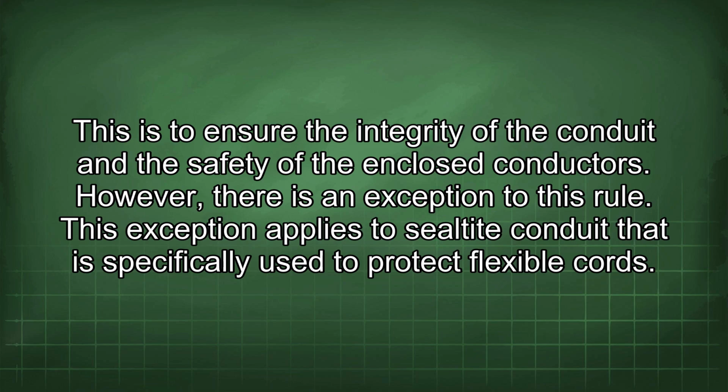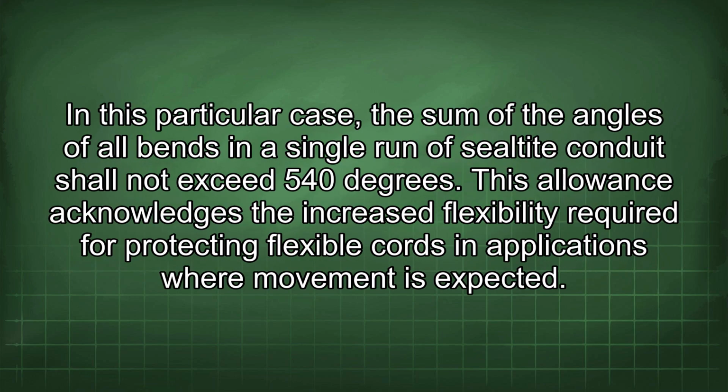However, there is an exception to this rule. This exception applies to Sealtite conduit that is specifically used to protect flexible cords. In this particular case, the sum of the angles of all bends in a single run of Sealtite conduit shall not exceed 540 degrees. This allowance acknowledges the increased flexibility required for protecting flexible cords in applications where movement is expected.